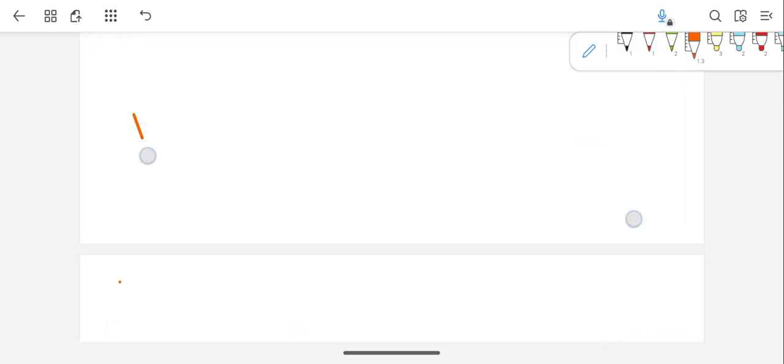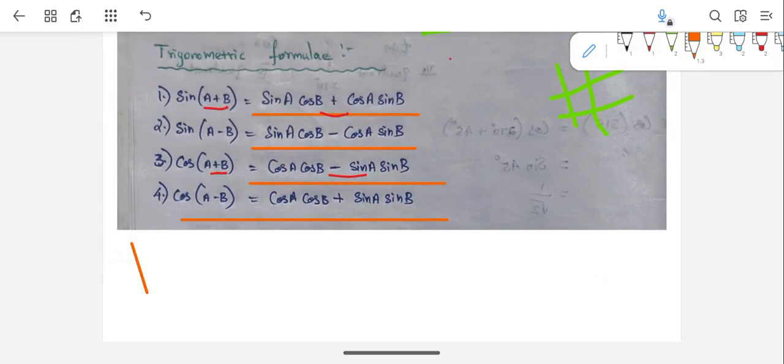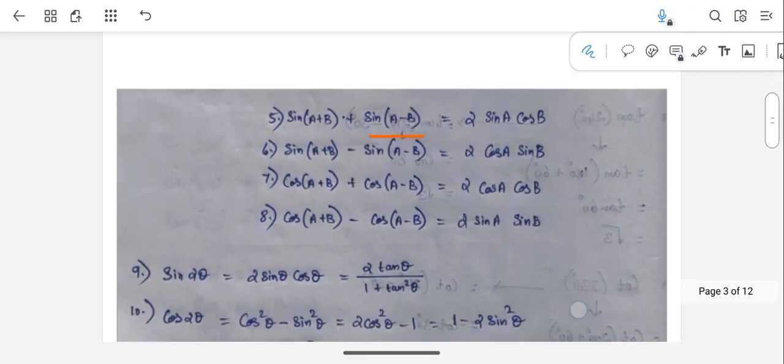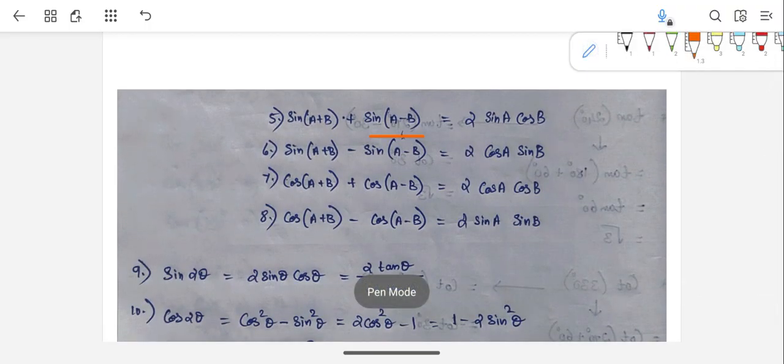See here. The fifth formula is nothing but you are just going to add these two things, right? When you add this, what you get is what we directly study as a formula. That's why it will be easy for you. So sin(a + b) + sin(a - b), you can simply write as 2 sin a cos b. That's it. But in every formula you need to be very careful, guys.